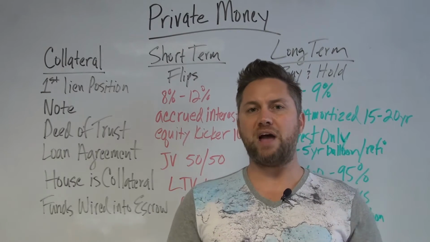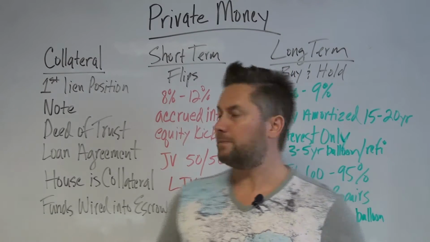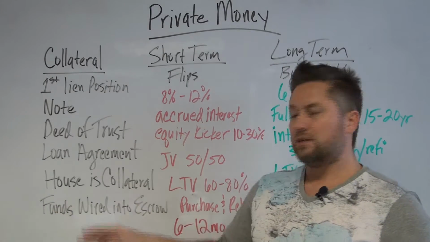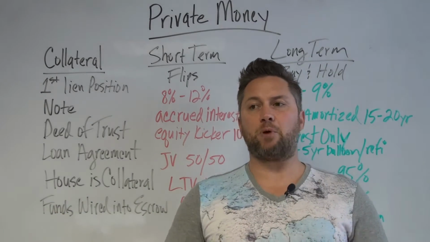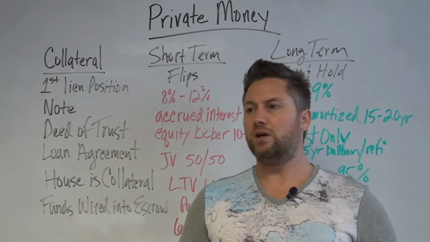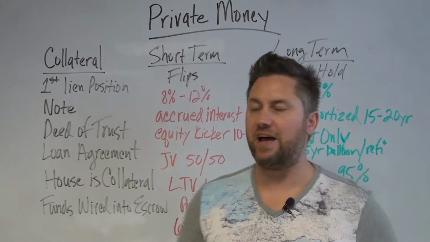So why would a private lender loan you money to buy real estate? Well, it's very simple. There's collateral there. The house is collateral. So the investor is investing in a property that is a real asset that he could get cash flow off of, or some type of equity out of the deal, or something to that effect.